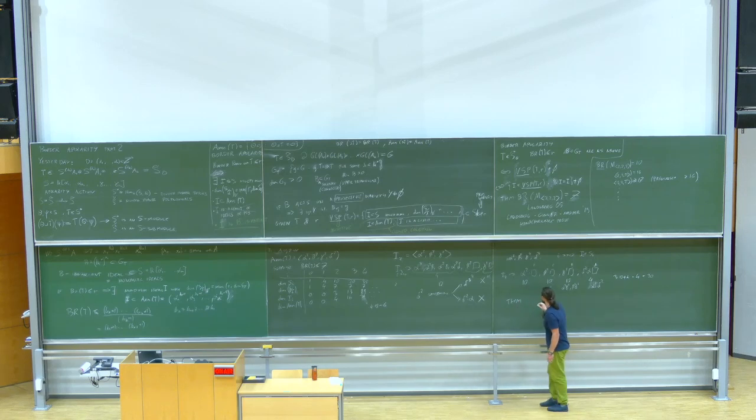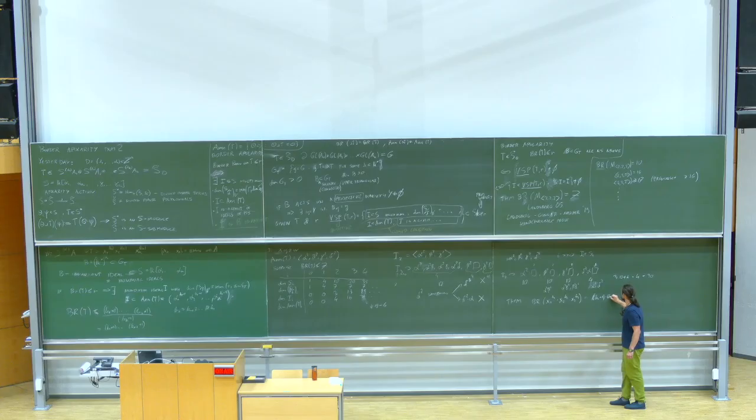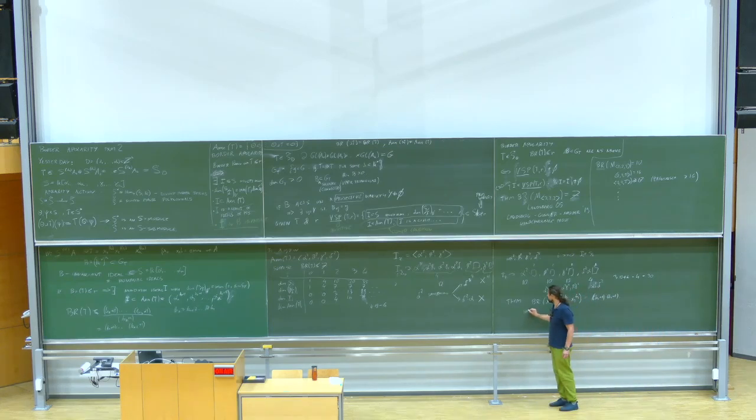Proving that the border rank of x1 to any power times x2 to any power times x3, so in 3 variables, is equal to the expected one, so (b1 plus 1) times (b2 plus 1), assuming that they're ordered correctly, and also some small cases.